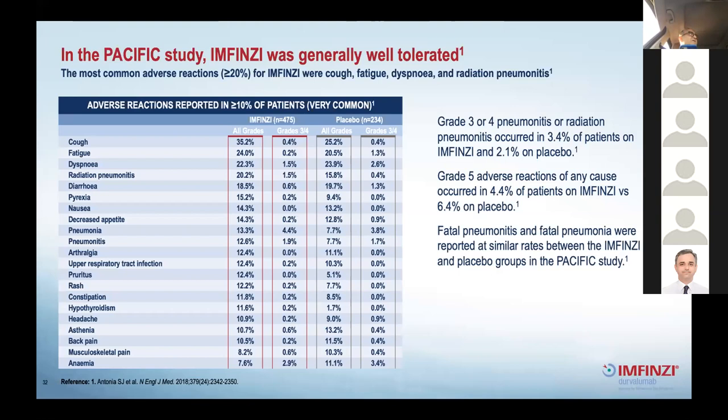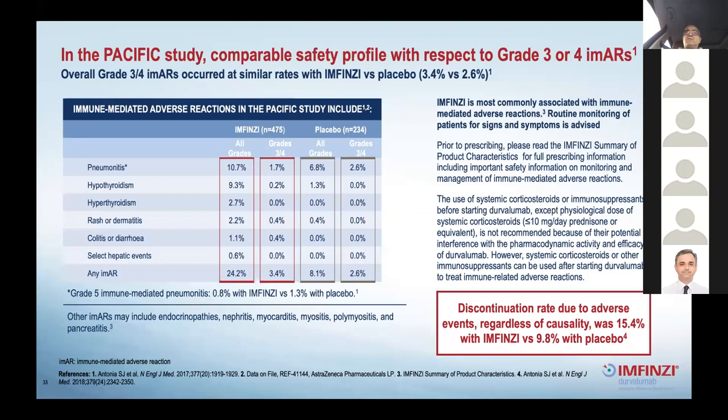What about the immune-mediated adverse reaction? Also were similar between the two arms. We have 3.4% grade 3 immune-related adverse reaction versus 2.6% in the placebo arm, and the discontinuation rate due to adverse event was practically similar, 15.4 versus 9.8.